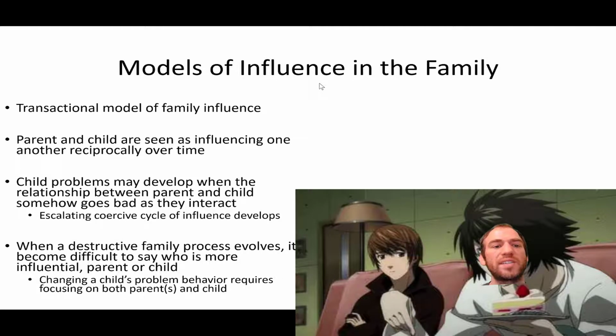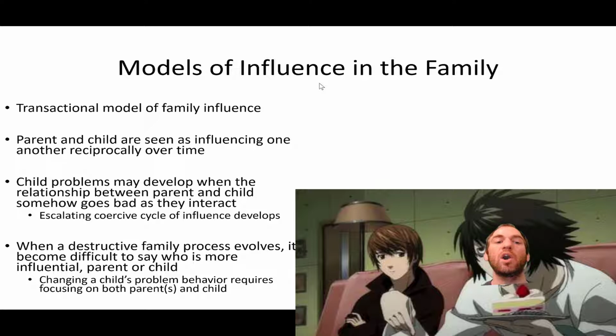Next, we have the transactional model of family influence. Parent and child are seen as influencing one another reciprocally over time. Child problems may develop when the relationship between parent and child somehow goes bad as they interact. Escalating coercive cycles of influence develop. When a destructive family process evolves, it becomes difficult to say who is more influential, parent or child. Changing a child's problem behavior requires focusing on both parents and the child.